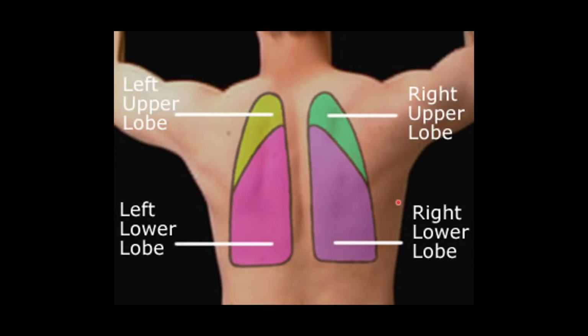If you look at the person from the back, most of the lung that you see is going to be the left lower lobe. Only the top of the left upper lobe is going to be seen on a chest X-ray if you're looking at the person from the back. And again, most of the image belongs to the right lower lobe on the back, and the right upper lobe is just the tip of the lung.